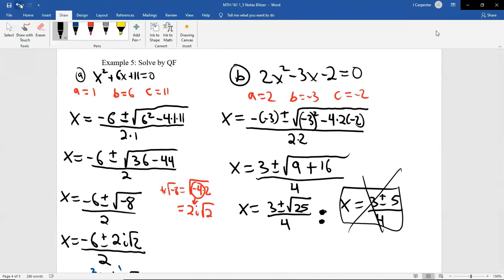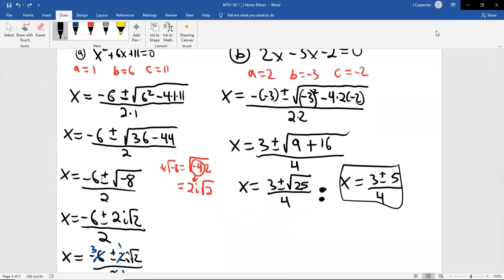Because look at the difference of the number after the plus or minus versus what we've seen the past few times. Square root of negative 8, you couldn't get rid of the square root. You were stuck with it, and you can't add constants, whole numbers, and square roots. This is not a square root. You can do 3 plus 5. You can do 3 minus 5. So in this case, what you actually have to do is you must split this into the two cases.